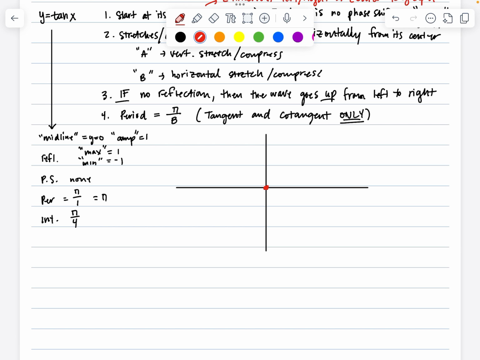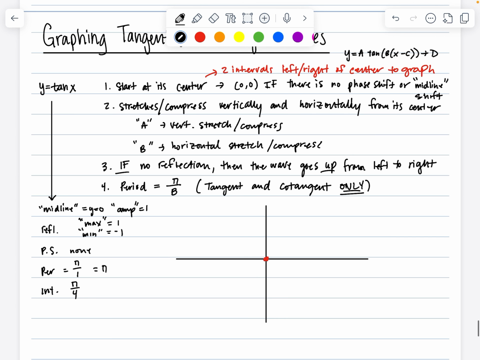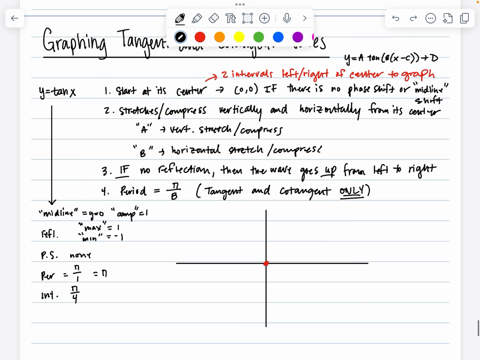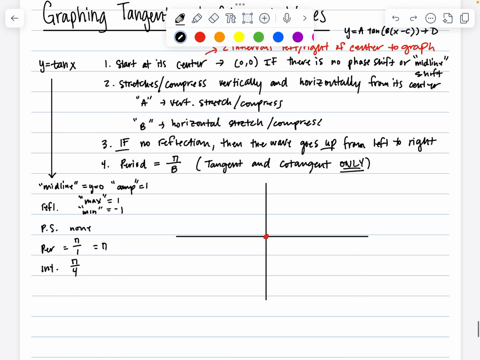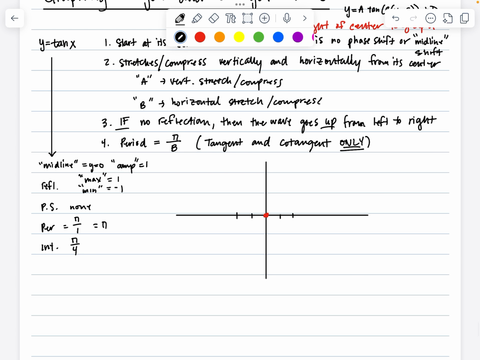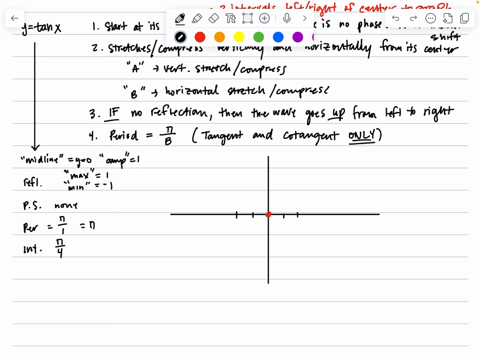That is our center. We need to go 2 units to the right and 2 units to the left because we have the center for a tangent wave. This is only for tangent. So I'm going to do 2 units to the right and 2 units to the left. Then we use the interval length in this particular case. 2 to the right using the interval length, so it'd be pi over 4. Pi over 4 plus pi over 4 is pi over 2. And then we would do the same in the left direction. Negative pi over 4, negative pi over 2.